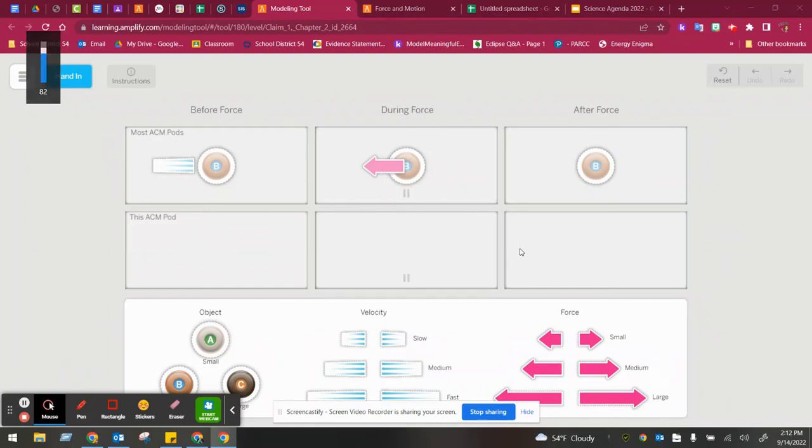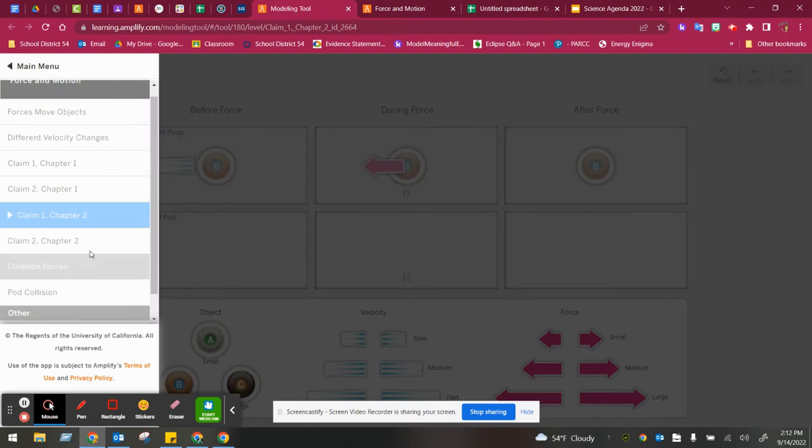All right, everyone. There's been a lot of confusion as to how to create your models in lesson 2.3, activity 3. For lesson 2.3, activity 3, you are supposed to create a model to represent claim 1 in chapter 2 and claim 2 in chapter 2.